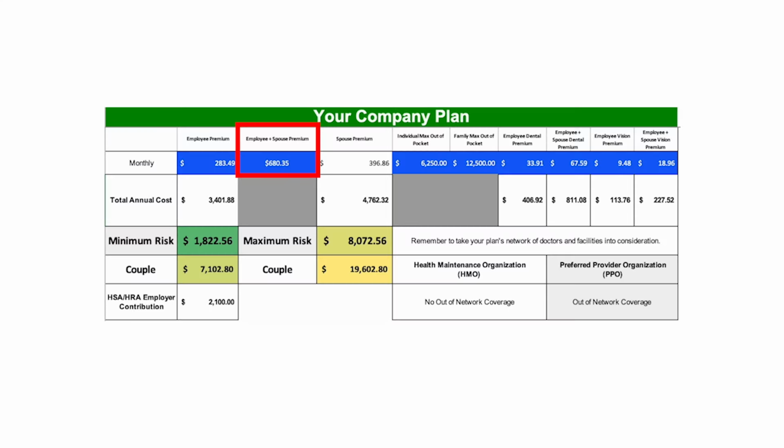And this is where I want to point out the difference between the employee only versus the employee plus a spouse premium. The employee plus spouse amount is not just double the employee premium in this example, it is significantly more. And we see this often with company insurance where there is an opportunity to use Medicare to save you as a couple some money.